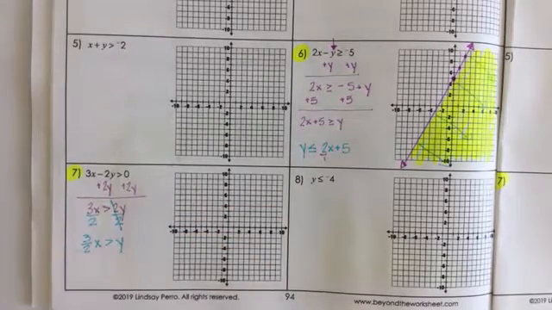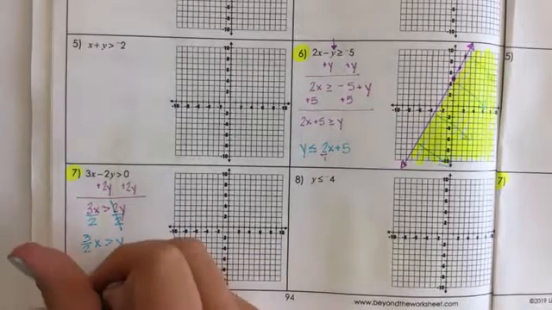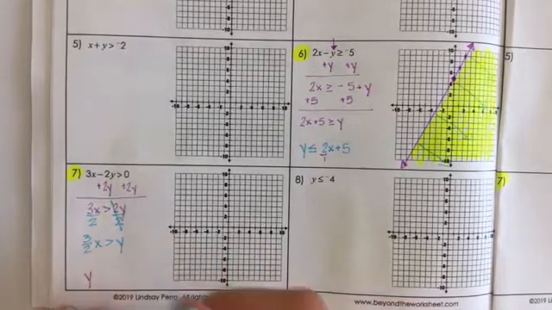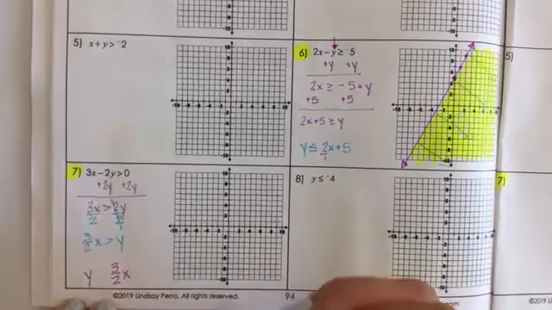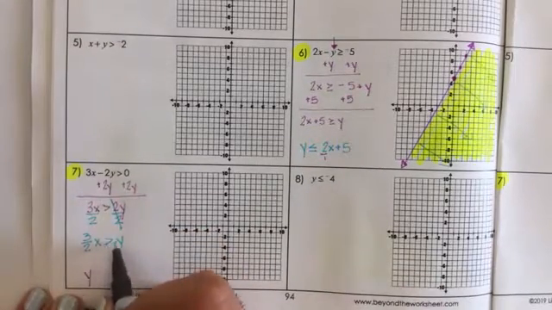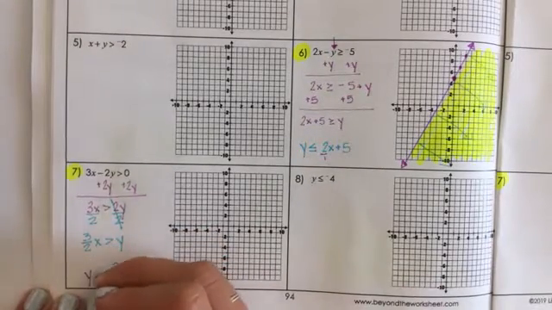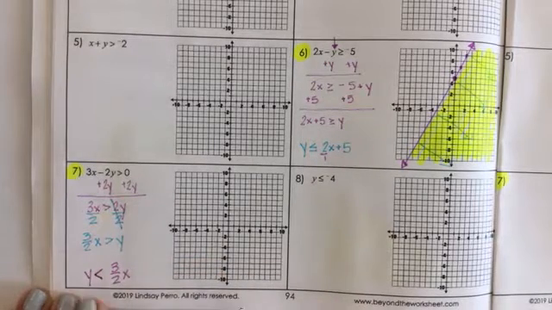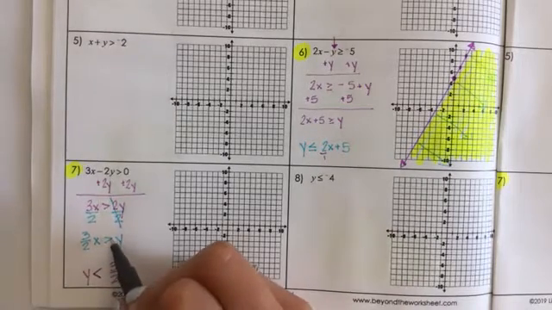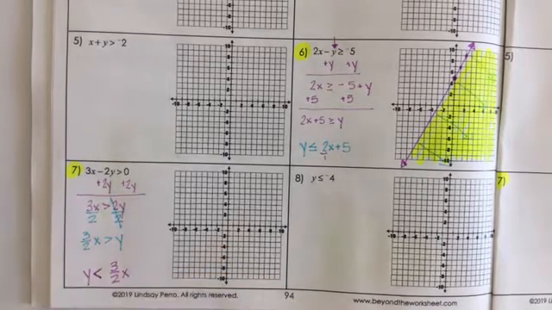Now, a lot of you might not like it like this, so you can flip-flop your whole equation. I'm going to write the y on the left side and the 3 halves x on the right side. But make sure you flip your inequality. The little end, the point, has to be towards the y. The opening is away from the y. However you think about it, that's okay.